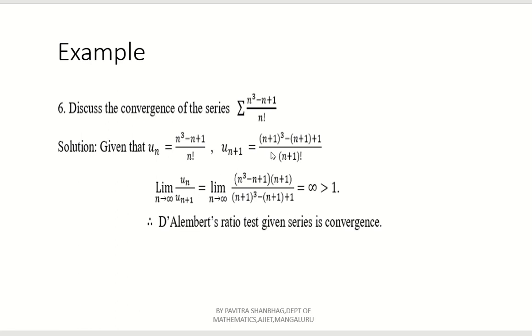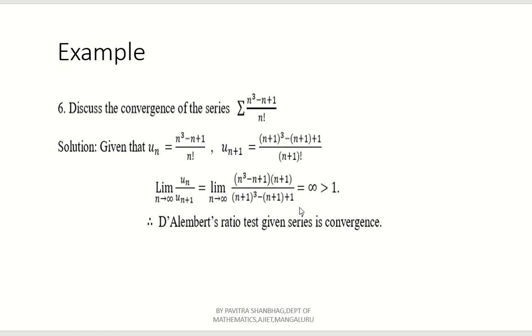Now compute the ratio un by un plus 1 as n tends to infinity. That is limit n tends to infinity, what you will get? n cube minus n plus 1 by n factorial into n plus 1 factorial divided by this term, right? Now n plus 1 factorial can be written as n plus 1 into n factorial, and here n factorial. So n factorial gets cancelled. What remains? n cube minus n plus 1 into n plus 1 from this, divided by n plus 1 whole cube minus of n plus 1 plus 1.